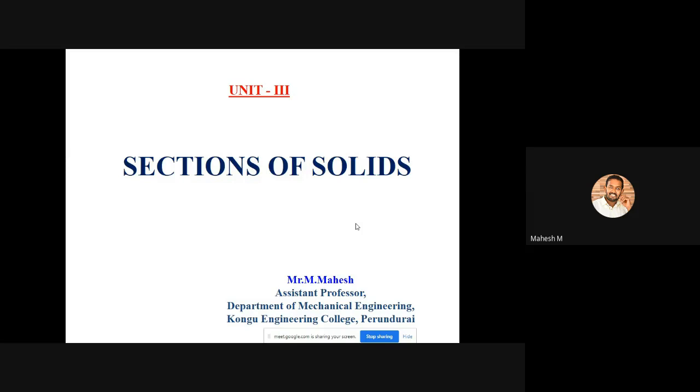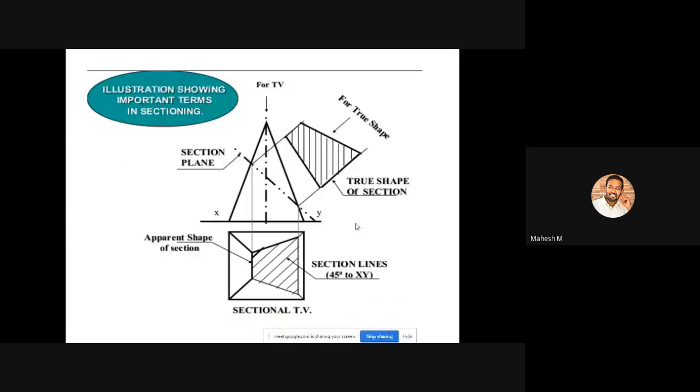So we'll be creating a diagram for a section of solids. Okay, so this is an example of a square pyramid. Please look at this diagram. It is a square pyramid.